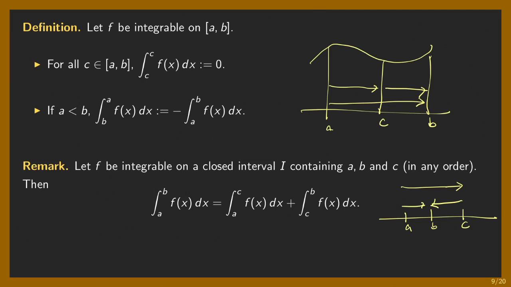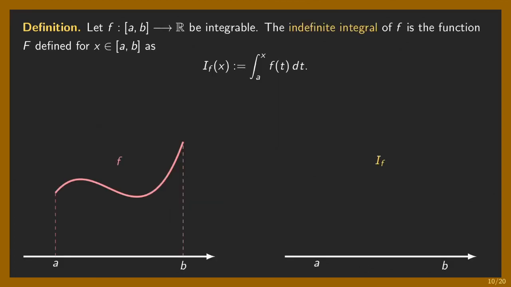Because this integral, from here to there, will cancel with this one. Remember, when you go backward, the sign becomes negative. So only this one remains. So this is the logic. So the additive property can be applied regardless of the order of a, b, and c, as long as they are all in an interval where f is integrable. Did you understand? Okay.